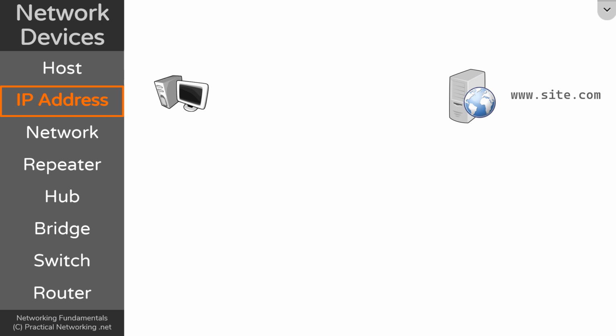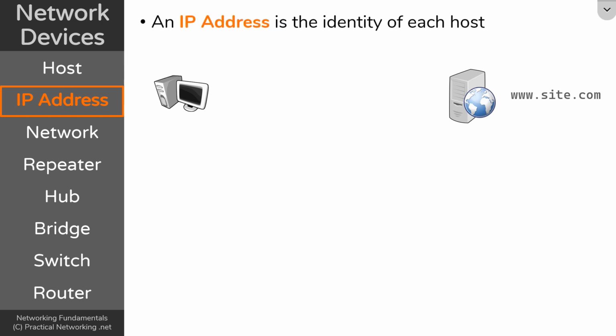Next, we want to define IP addresses. IP addresses are the identity of each host, and every single host must have an IP address if it means to communicate on the internet. Just like you need a phone number in order to send or receive phone calls, or you need a mailing address in order to send and receive mail, you need an IP address in order to send or receive packets on a network.